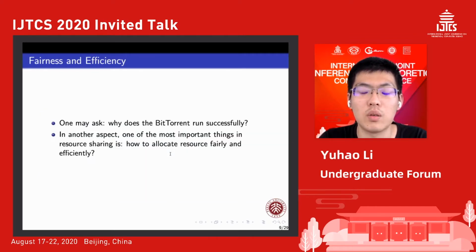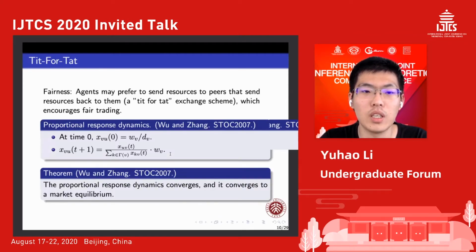One may ask, why does BitTorrent run successfully? Or in another aspect, one of the most important things in resource sharing is how to allocate resources fairly and efficiently. There is a key technique called the tit-for-tat strategy. Agents may prefer to send resources to peers that send resources back to them, which encourages fair trading. Wu and Zhang modeled this tit-for-tat strategy as a proportional response dynamics.